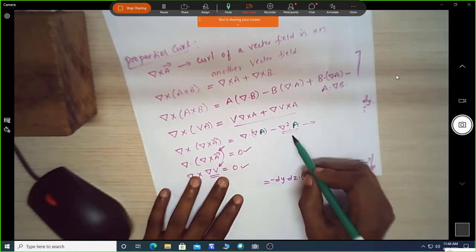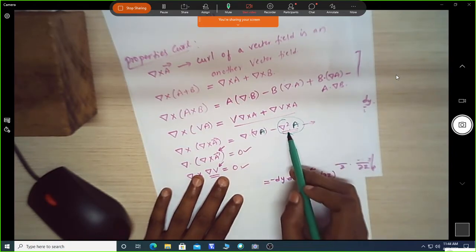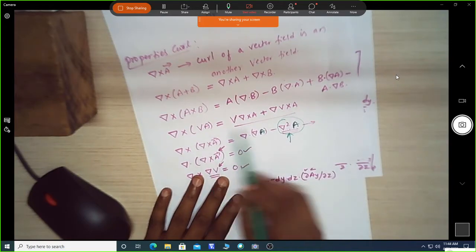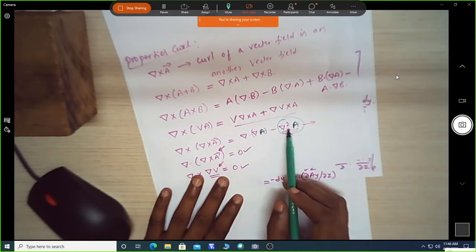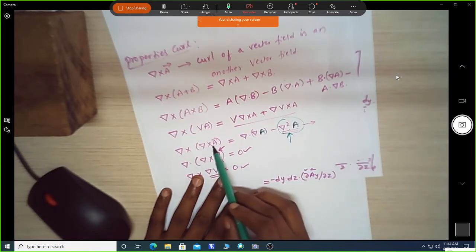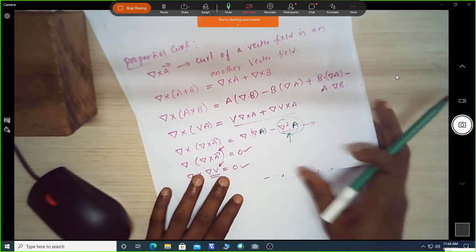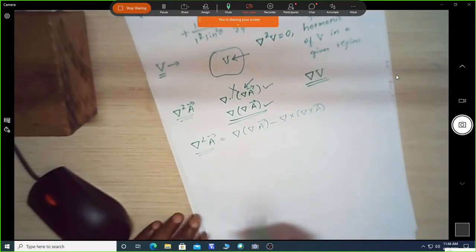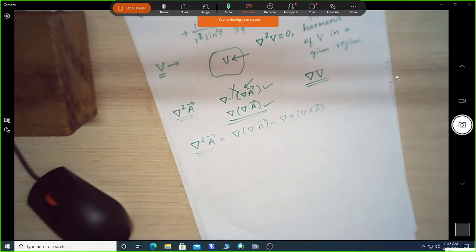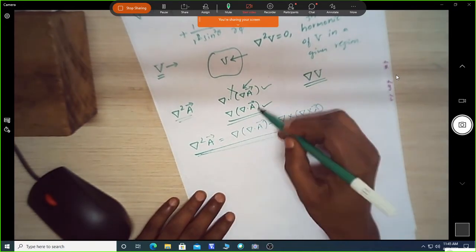So yesterday while defining this, we came across the Laplacian of a vector A. If I want this Laplacian of a vector, you can just send it to this side. So you will get del of del dot A minus del cross of del cross A. That is the same equation I have written. So if I apply the Laplacian to vector A, this will be the equation.